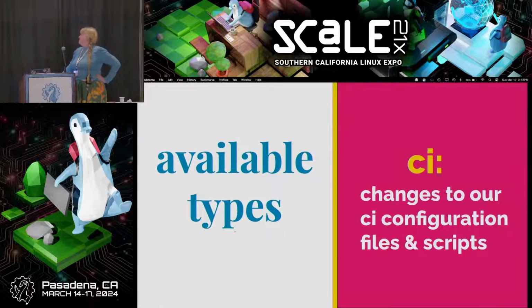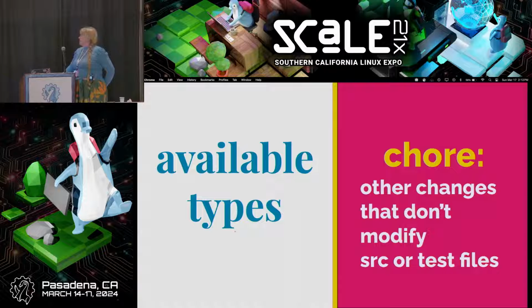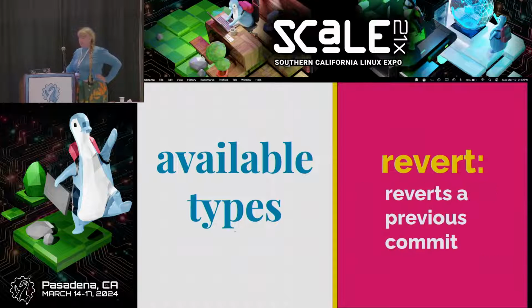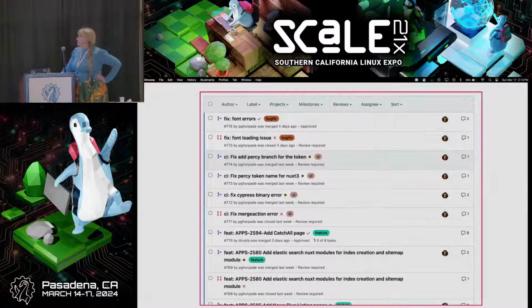CI, continuous integration, changes to our continuous integration configuration files and scripts, like Travis, Circle, Browser Stacks, Sauce Labs. Chore, other changes that don't modify source or test files. You know what a chore is. It's a chore. That's why it's called something like that. Revert, something that returns to a previous commit you've done.